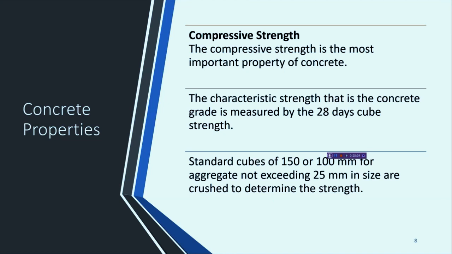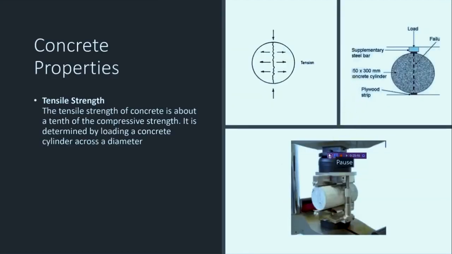And then here we have tensile strength. The tensile strength of concrete is about a tenth of compressive strength. So that means 1/10 of the compressive strength. So it means that the compressive strength of concrete is much higher than the tensile strength. That's why we add reinforcement bars inside concrete to produce reinforced concrete so that it can resist both compressive and tension force. It is determined by loading a concrete cylinder across its diameter.